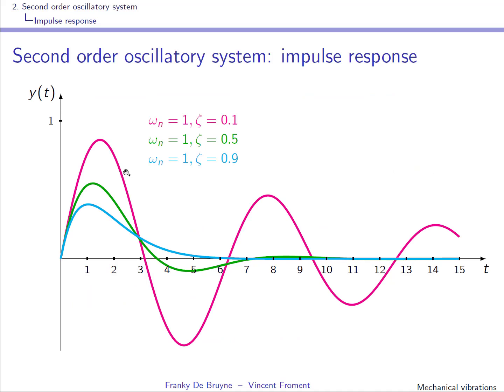We can have a look at what it looks like in the time domain for different values of zeta. This is the response for a small value of zeta, and here for a large value of zeta. And of course, if the damping ratio increases, you kind of see what you expect.